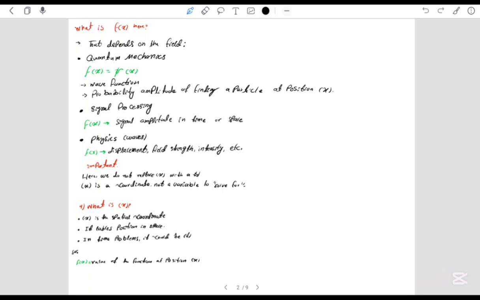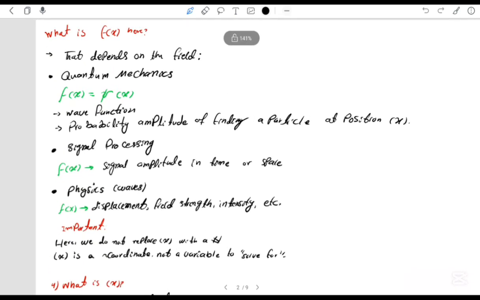And what is f of x here? In this equation, what is f of x? That depends on the field. When we say f of x, we talked about that it's a function. It has an input and output, right? But the meaning of f of x really matters, and it varies in different fields. In quantum mechanics it may be different, and maybe in all the fields it is different. Like in receiving signals, it may function differently.